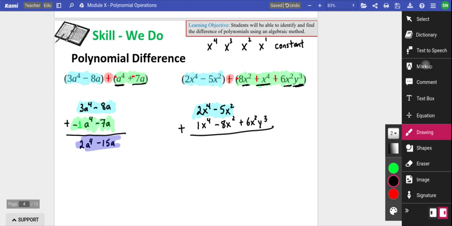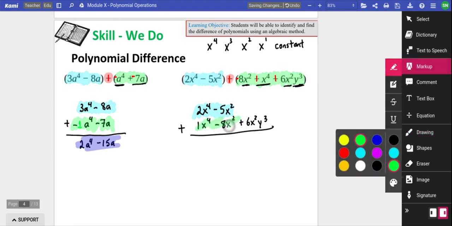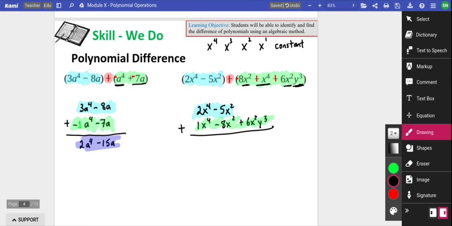We will perform the operation. So we get 2. We bring this one down because there's nothing to add to it. Then we have negative 5 and negative 8 becomes negative 13x squared. This is a plus, and 2 and 1 is 3x to the fourth.